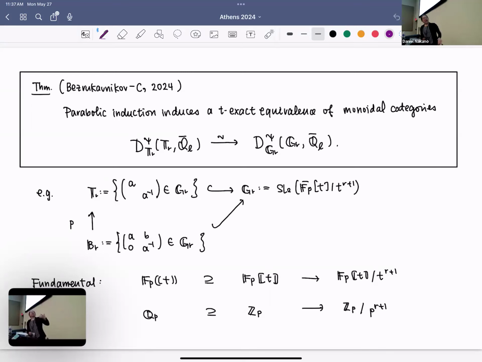So in the p-adic story, and to be honest, I abuse notation, both of these things I would call p-adic. I recognize that not everyone would do so.